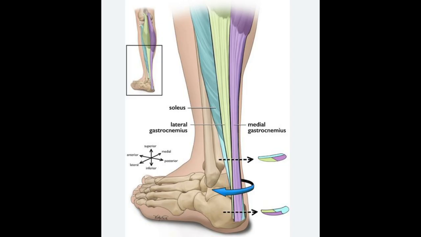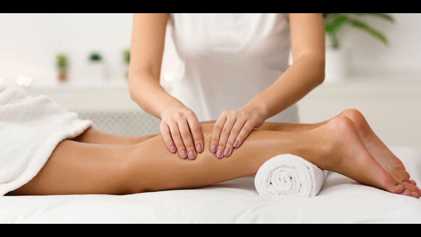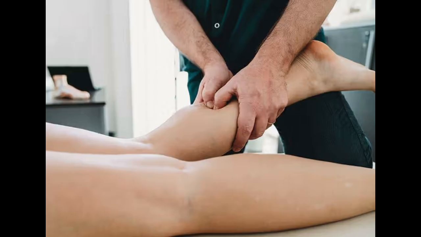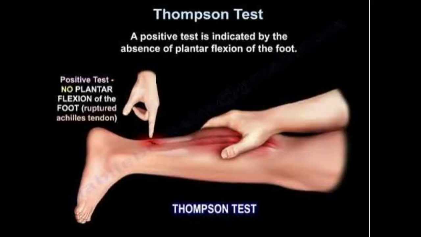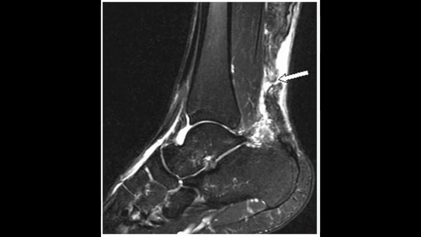Moving on, we have the Thompson Test, also known as the calf squeeze test. This test is used to assess the integrity of the Achilles tendon. The individual lies face down, and the examiner squeezes the calf while observing foot movement. In a normal response, the foot plantarflexes. If there is no movement, it may indicate a rupture of the Achilles tendon. The Thompson test is a quick assessment for Achilles tendon ruptures, but confirmation with imaging is necessary.